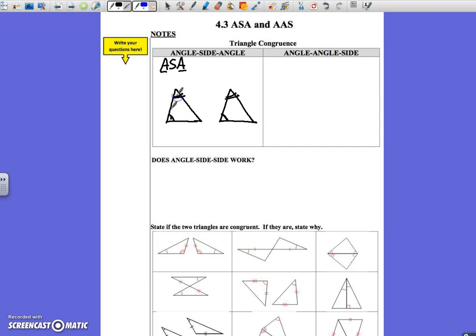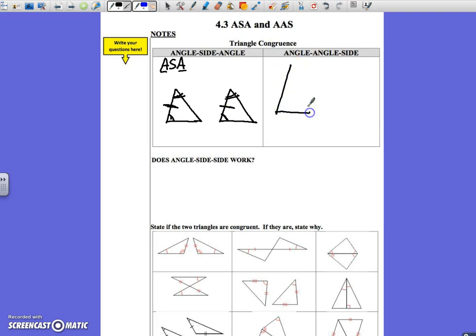So angle, angle, hey, there we go. It's the side in between. If we can prove that two angles are congruent and the sides in between those angles, those corresponding sides, are congruent, that is enough for angle, side, angle. So there's a shortcut. And then the other one that we're going to look at tonight is called angle, angle, side.